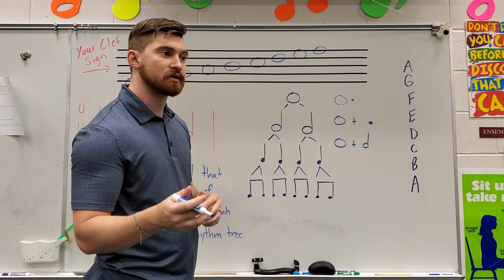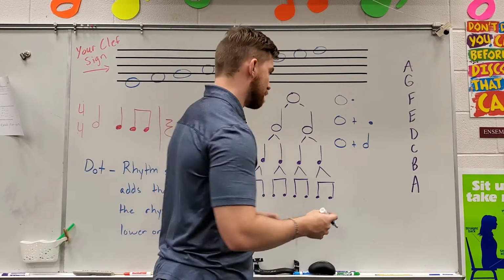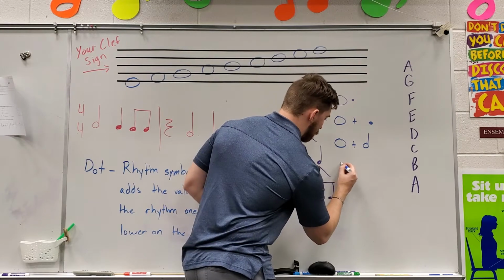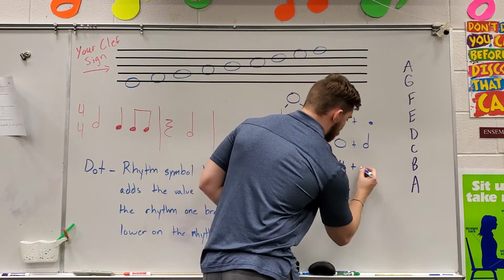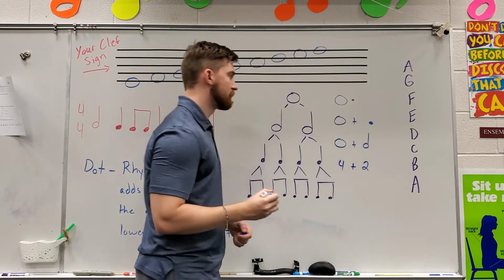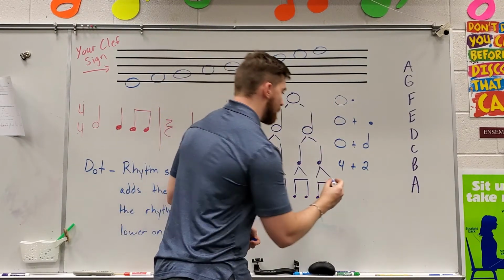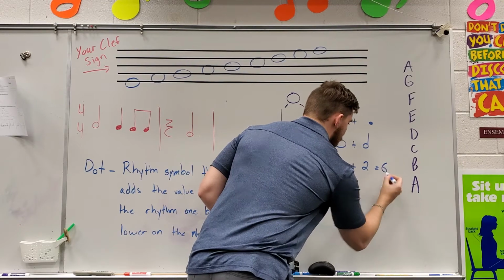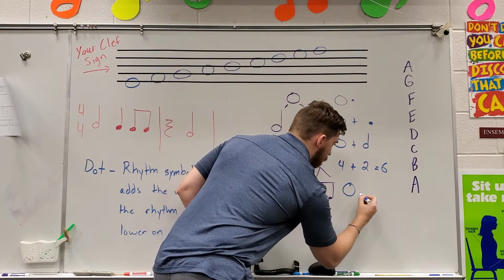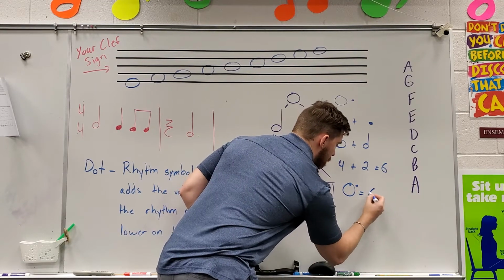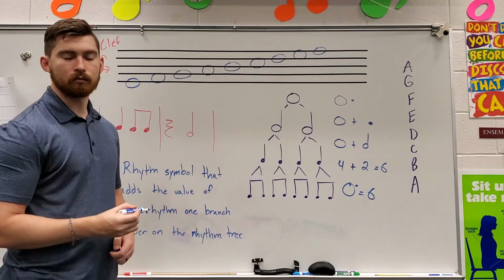So now we have to address, what are the values of those notes? Well, we know a whole note is worth 4 beats. A half note is worth 2 beats. So if we add 4 and 2, which equal 6, a dotted whole note equals 6 total beats.